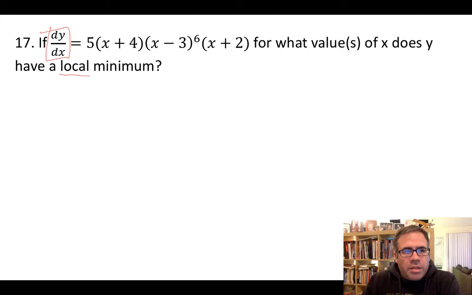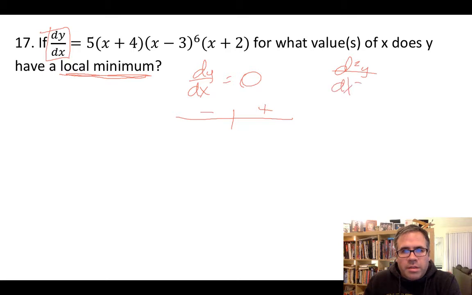If we were wondering about a local minimum, knowing the derivative, two things need to happen. The derivative has to equal 0, and at that point, it has to go from decreasing, so the derivative is negative, to increasing, the derivative is positive. You could also say that for a local minimum, the second derivative has to be positive, greater than 0, because that way it'll be concave up.